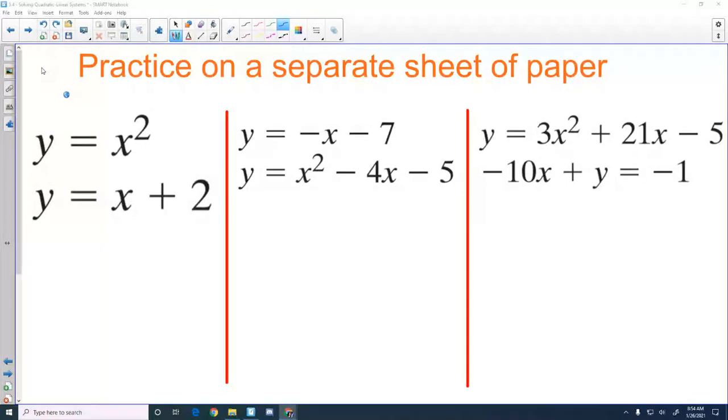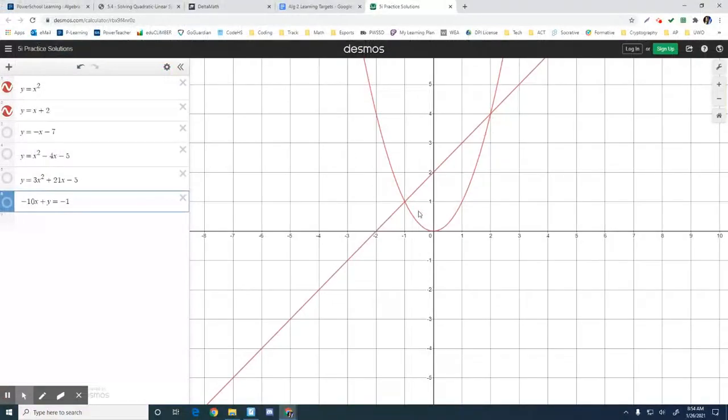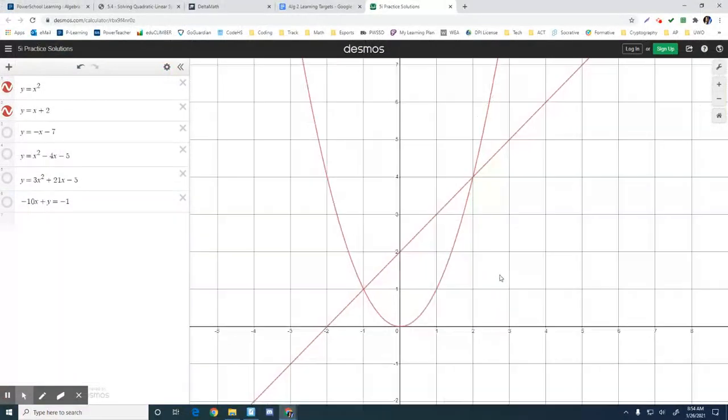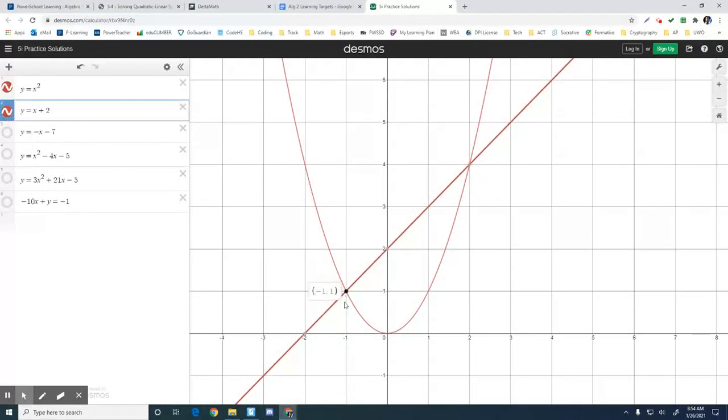All right, so let's get a visual on each of these solutions. The first one, x squared and x plus 2. If you take a look right here, I've actually got them graphed for you. And hopefully you got the solution of -1, 1, and 2, 4. Can I get a thumbs up if you got those 2 points? Cool. Excellent. Good job. And you probably didn't graph it, I'm guessing, but using those other techniques, you should still get those same solutions.